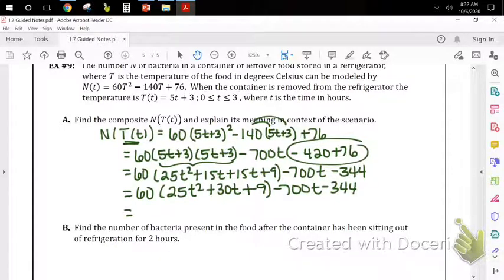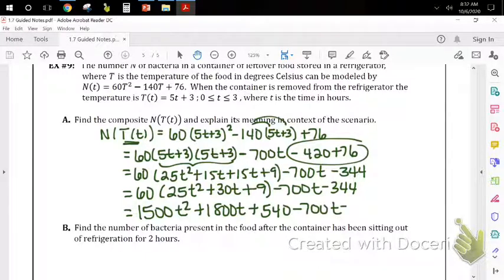I'm going to distribute my 60. So I have 60 times 25t squared, which is 1500t squared. 60 times 30t is 1800t. And then 60 times 9 is 540. And then bring down my minus 700t minus 344. Oops, and I'm running out of room here.